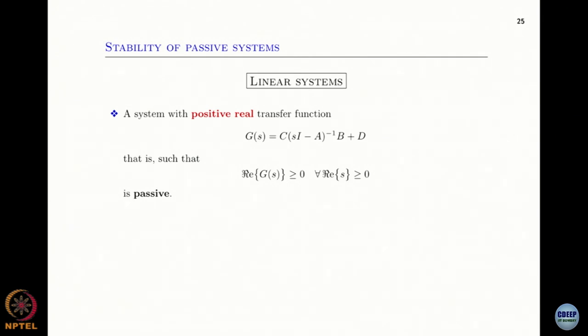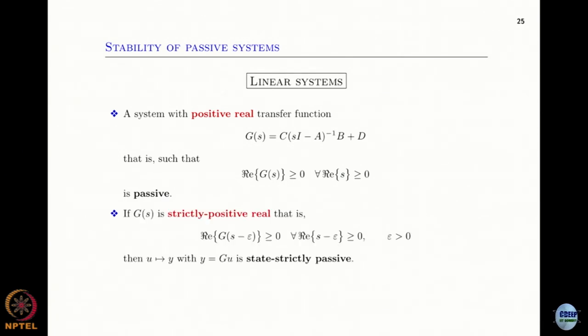We say that a system, a transfer function G(s) for a linear system with A, B, C, and D matrices, is said to be positive real if the real part of the transfer function is larger or equal than zero. The nice thing about this is that a positive real system is passive. And there is another important concept for linear systems, which is called strict positive realness. Strict positive realness is the property that the real part of the transfer function with s shifted a little bit, so epsilon is a small positive number, should be larger or equal than zero.